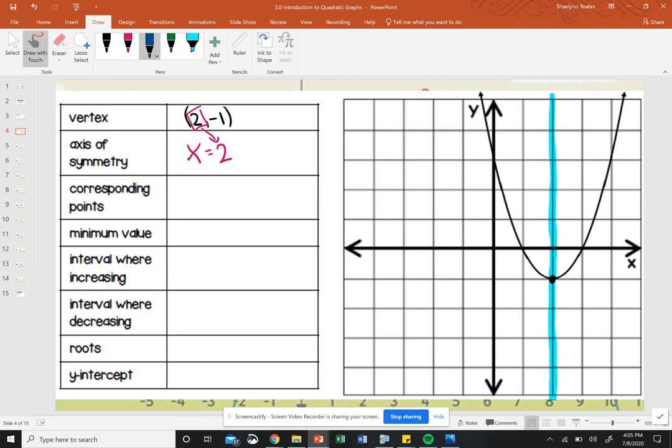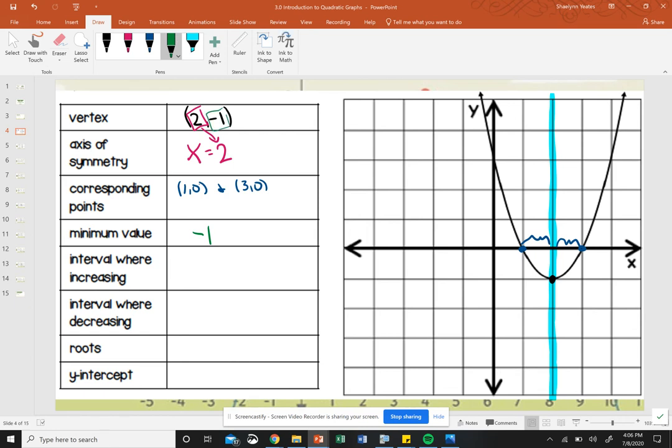Okay, so two corresponding points are two points that happen to be at the same height. So we've got this right here and this right here. I'm just going to pick those two points. So that's the point (0, 3) and the point (4, 3). If you look, they're the same distance from that axis of symmetry. Now the minimum value is going to be -1, which if you notice is the y value.